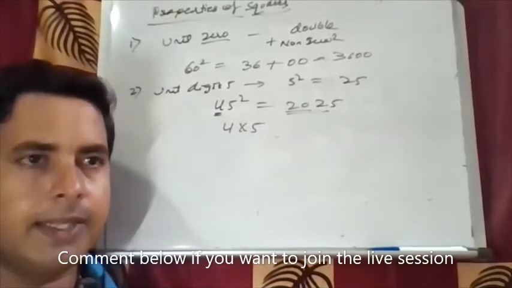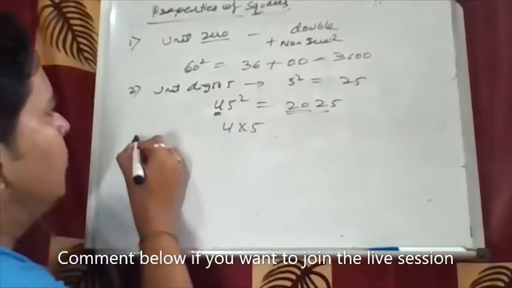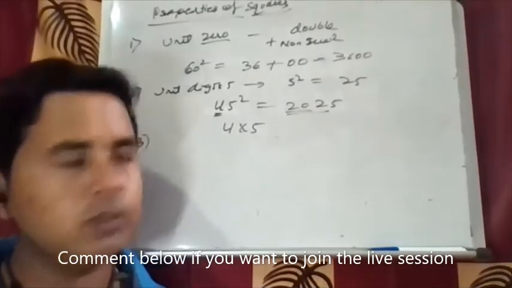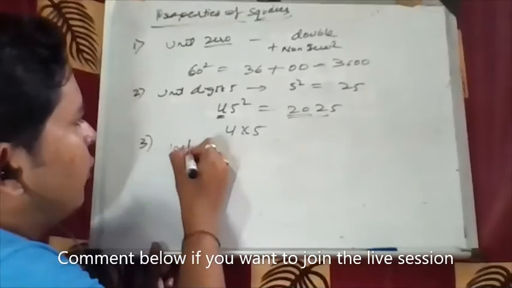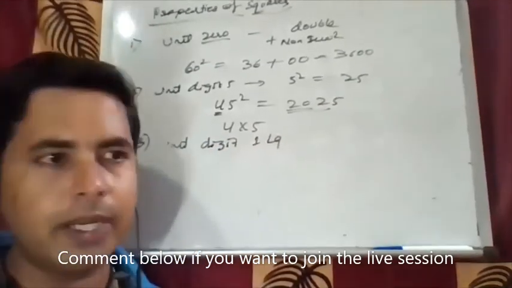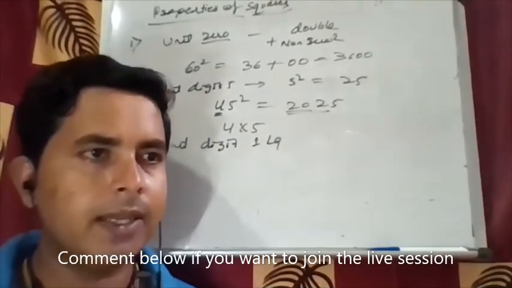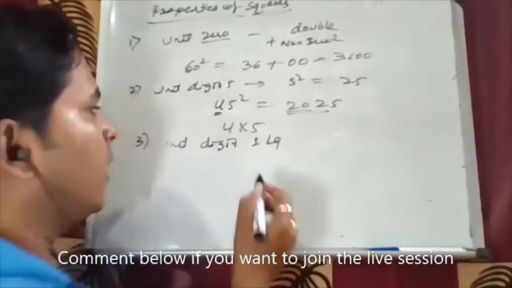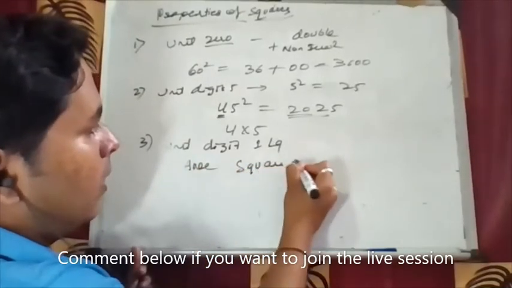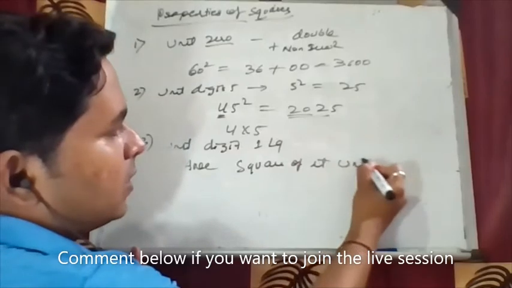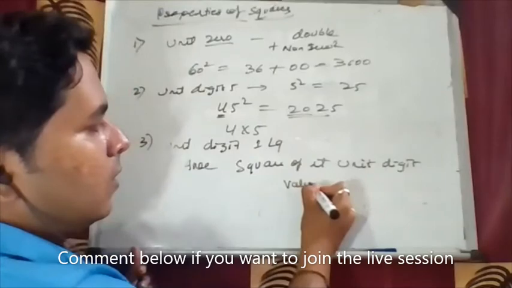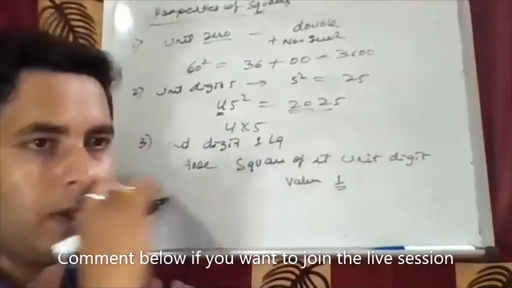And the third one, we have seen the unit digit 1 and 9. So if your unit digit is 1 or 9, अगर आपका यूनिट डिजिट 1 and 9 रहता है, तो the square of its unit digit value, इसका वैल्यू हमेशा एक ही रहता है.